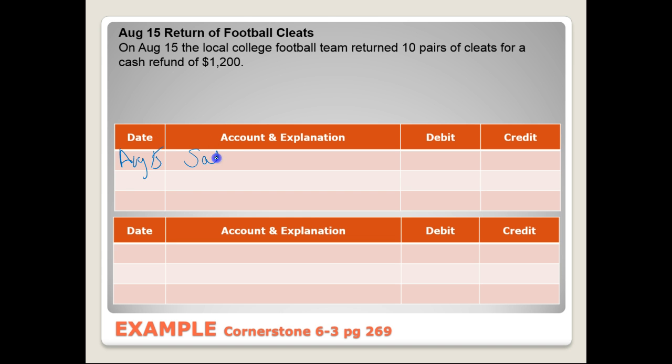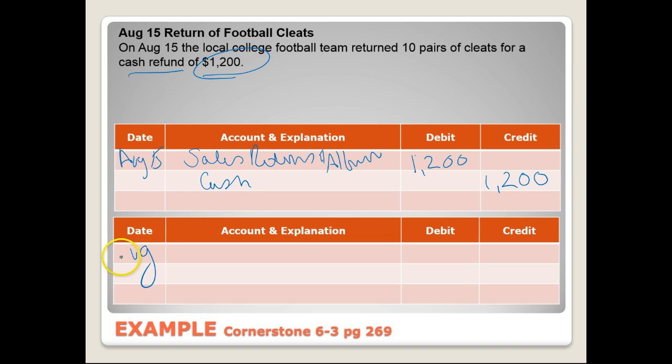Right. We're going to debit sales returns and allowances, and we're going to do it for the value of the sales return. And then it says they got a cash refund, which means we had to pull $1,200 in cash out of the register, so that's a credit to cash of $1,200. What will be our expense entry?